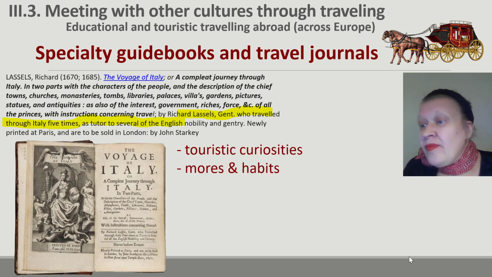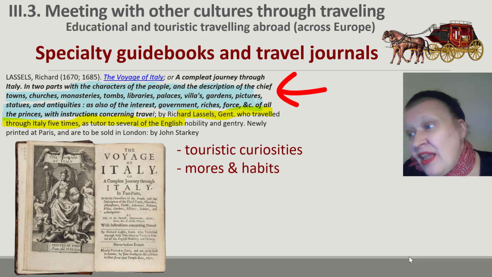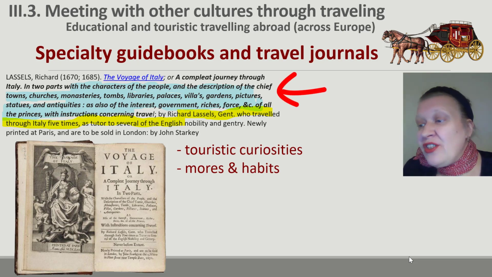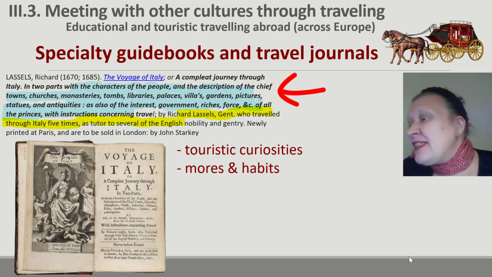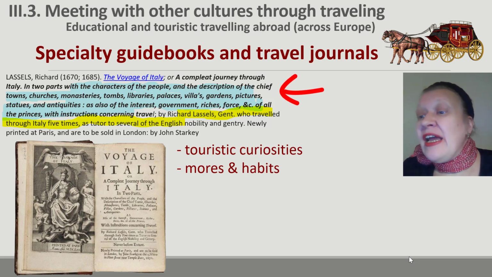For example, Mr. Russell announces that his book contains the characters of the people and the description of the chief towns, churches, monasteries, tombs, libraries, palaces, villas, gardens, pictures, statues, and antiquities, as also of the interest, government, riches, forces of all the princes, with instructions concerning travel.